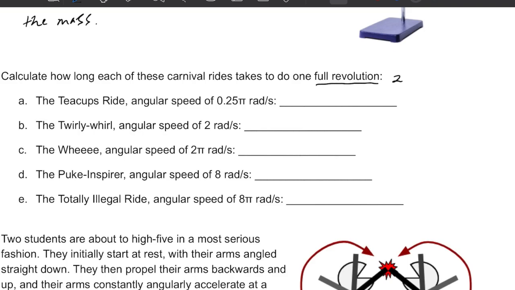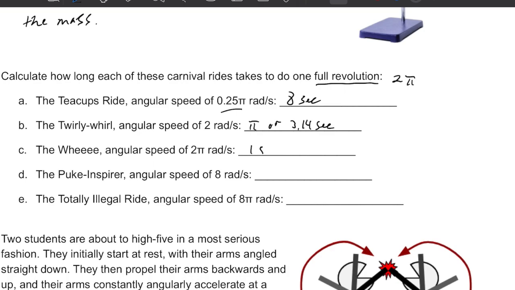Calculate how long each of these carnival rides takes to do one full revolution. One full revolution is 2 pi. Well, if it's doing a quarter pi radians per second, how long is it going to take to do 2 pi? Right, 8 seconds. So if it's at a speed of 2 radians, what are we missing? We're missing a pi, which would be 3.14 seconds.